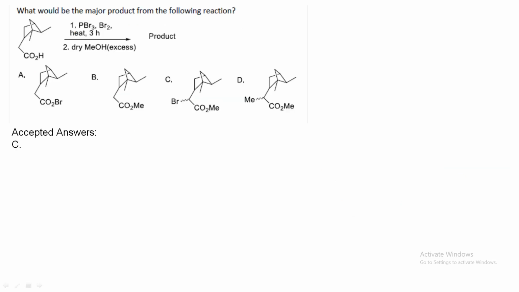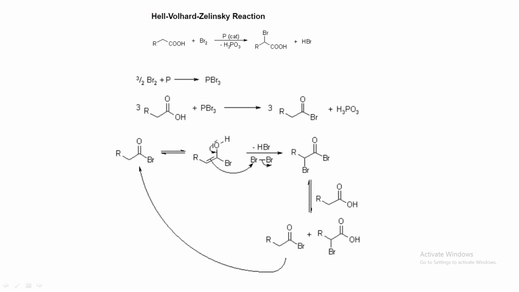So anyway, quite easy problems, and for the next problem, this is also a name reaction. I hope all of you know. This is the Hell-Volhard-Zelinsky reaction, where we have PBr3 and Br2. Without PBr3 we can also generate PBr3 in situ with this particular treatment of phosphorus and bromine.